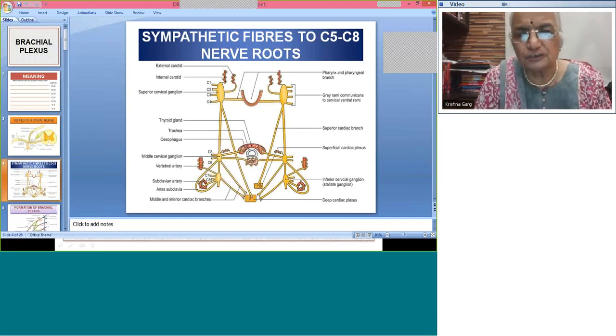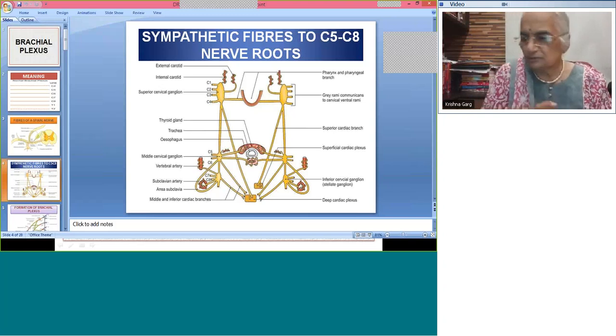Some fibers even reach the superior cervical ganglia and they give postganglionic sympathetic fibers to C1, C2, C3 and C4 nerves. Besides giving these fibers to the spinal nerves, they give fibers to the external carotid artery, common carotid artery, inferior thyroid artery, thyroid gland, pharynx, and they even give branches to the heart. So now the spinal nerve has sympathetic fibers, sensory fibers, and motor fibers.